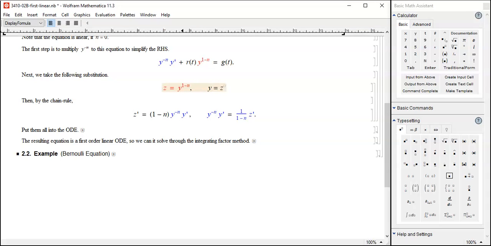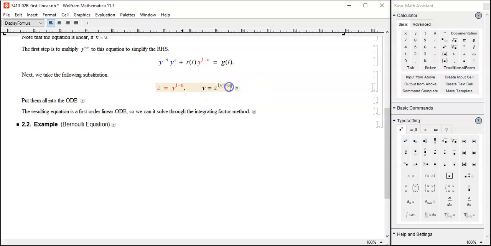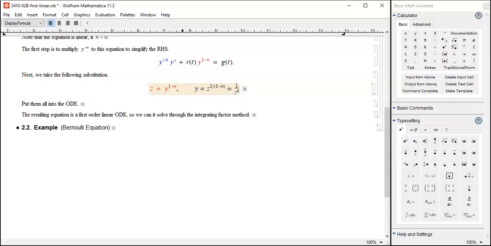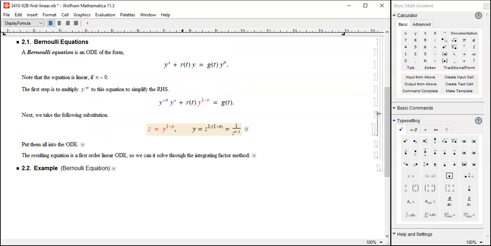Because y is going to be z to the 1 over 1 minus n power. So it's going to be a radical. Or equivalently speaking, 1 over z to the n minus first power. Yeah, that looks a little bit better. Okay, all right.